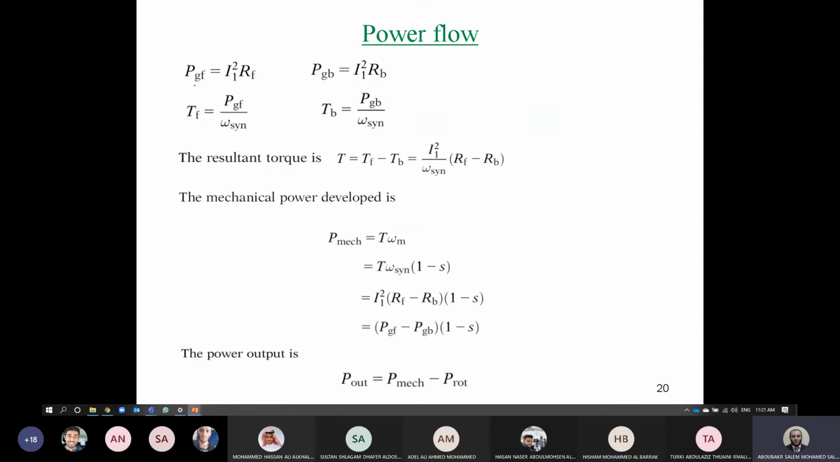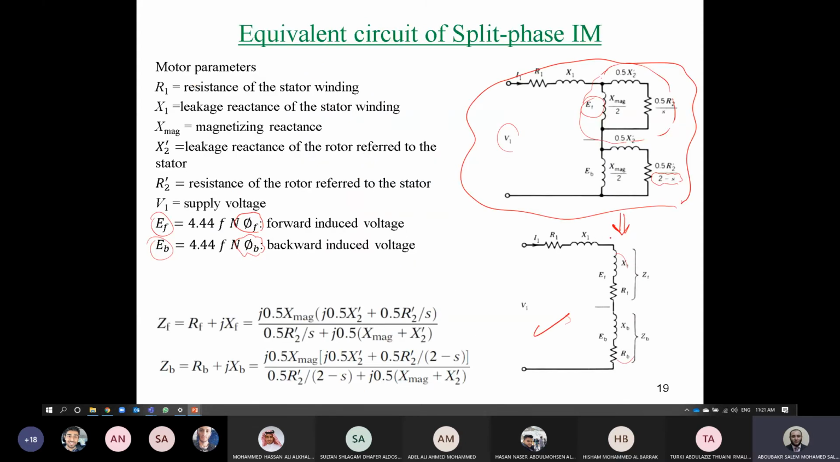Now, let's go to the equivalent circuit again. Of course, this part now represents the stator. All parts here represent the stator, and the right part here represents the rotor. So the gap power which is going to be here can be represented in terms of RF and RB. So we will have part of the power as forward power, which will be applied to R forward. The same is also for backward power, which will be applied to R backward.